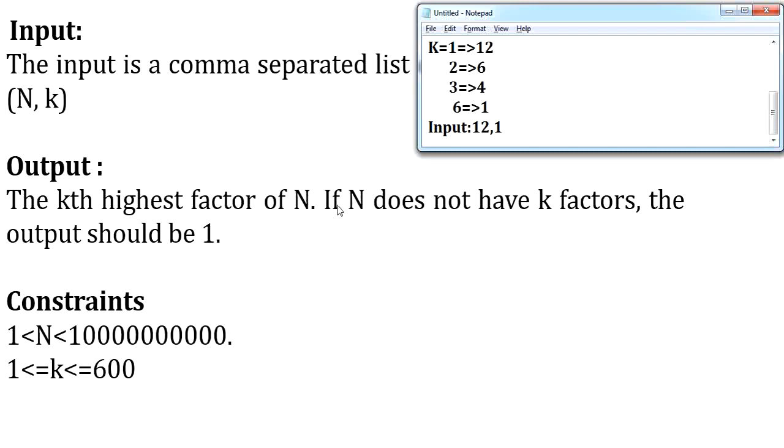And they are given one more statement. If n does not have k factors, then the output should be 1. For example, I have given my input as 6, 8. We know that for the given number 12, how many factors are there? We have only 6 factors.